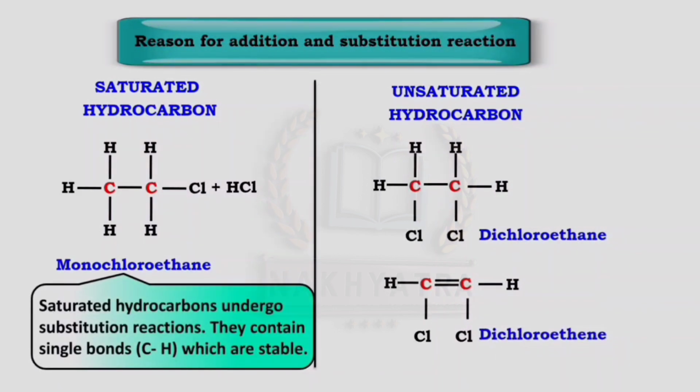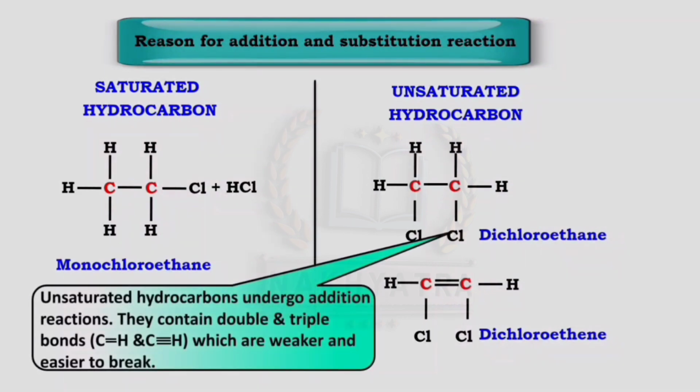So in case of saturated hydrocarbon, they undergo substitution reactions. They contain single bonds which are stable. So simply, substitution reactions means the reaction that involves the replacement of an atom by another atom. Now see, in case of unsaturated hydrocarbons, they undergo addition reactions. They contain double or triple bonds which are weaker and easier to break. So addition reactions means the combination of 2 or more atoms. Is that clear everyone?